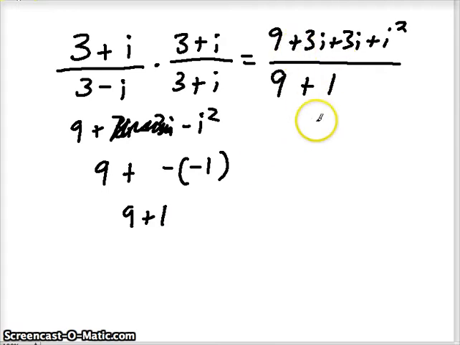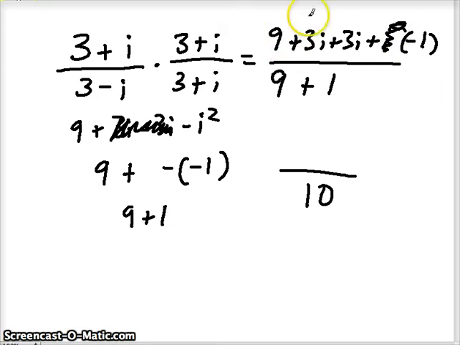Alright, so let's simplify the top. The denominator ended up being 9 plus 1, that's 10. So let's simplify the top. I squared, well, let's cross that out and write negative 1 instead. So now let's combine our like terms, our real numbers. 9 and negative 1 give us 8. And 3i plus 3i give us 6i.